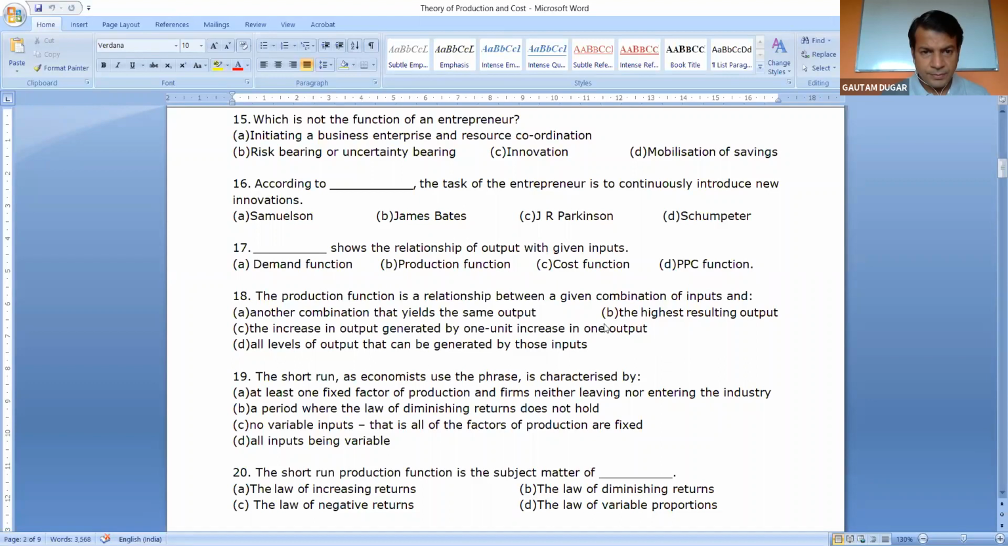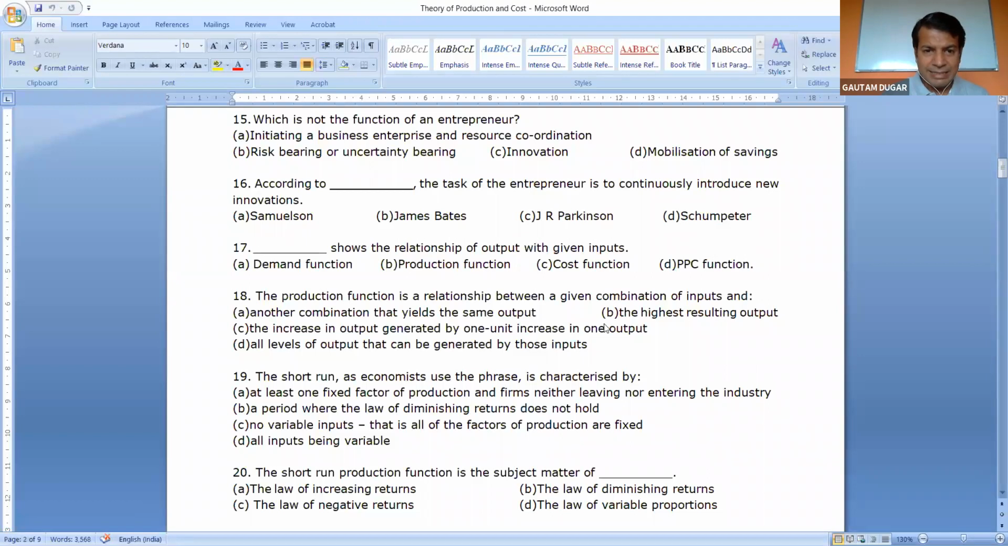Next. Obviously, D cannot be the answer because all levels of output that can be generated, all levels, that is not the right answer. Someone asked why. So next, good with Shubham.